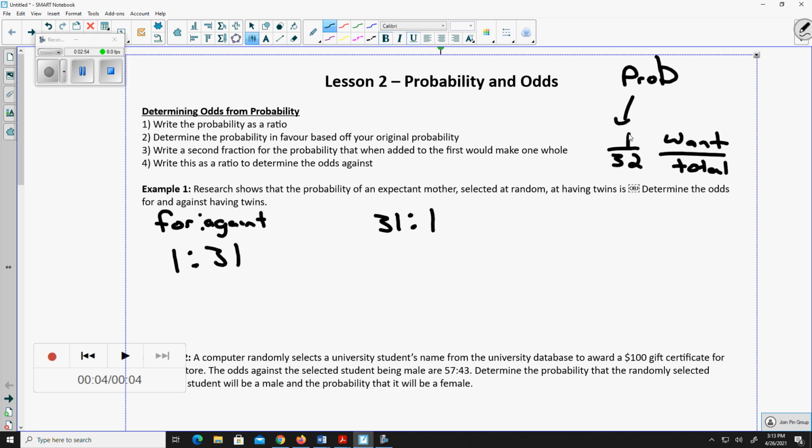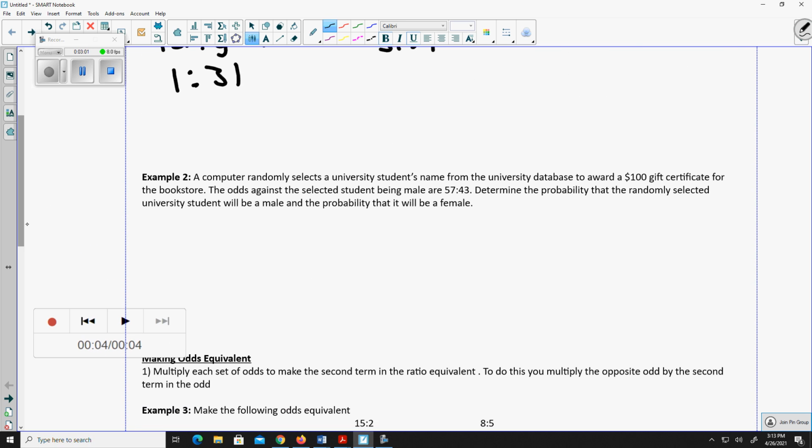Now, let's go on to question 2. I don't know what this record thing here is on the bottom, but we'll just keep moving along. It should move. All right, cool.